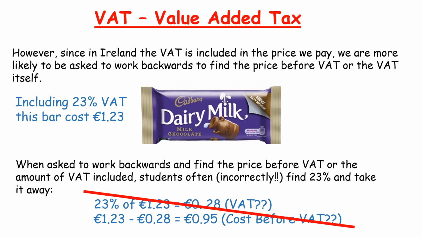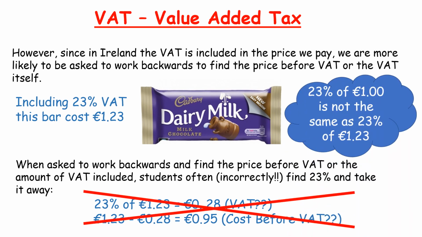And the answer is, well, 23% of €1 is not the same as 23% of €1.23. And that might sound really basic. It might sound really obvious, but we make that mistake in exams because we're not thinking properly. So then the question is, well, if I can't find 23% to take it away, what else can I do? So we need to be very clear on this method.